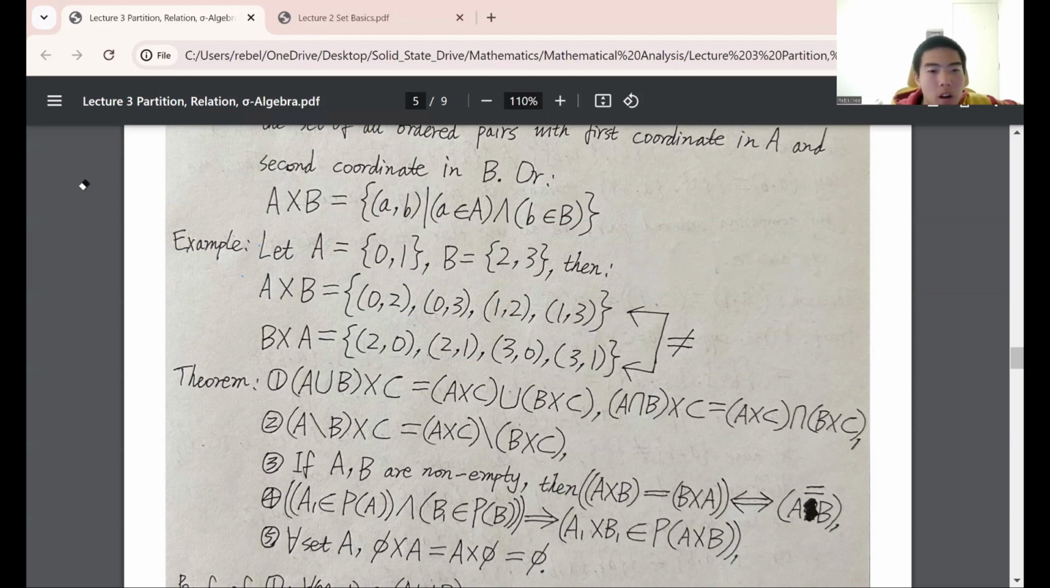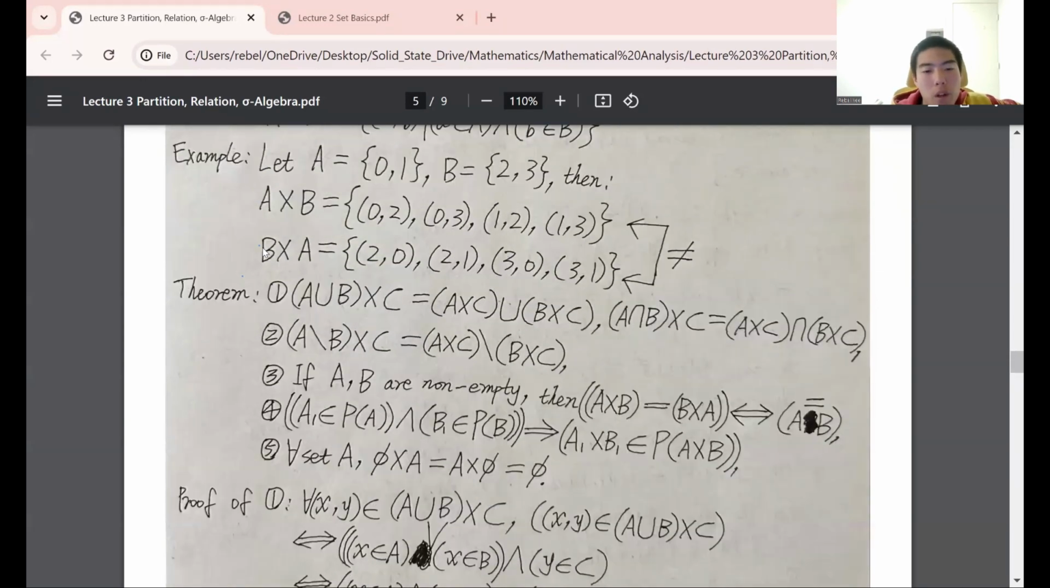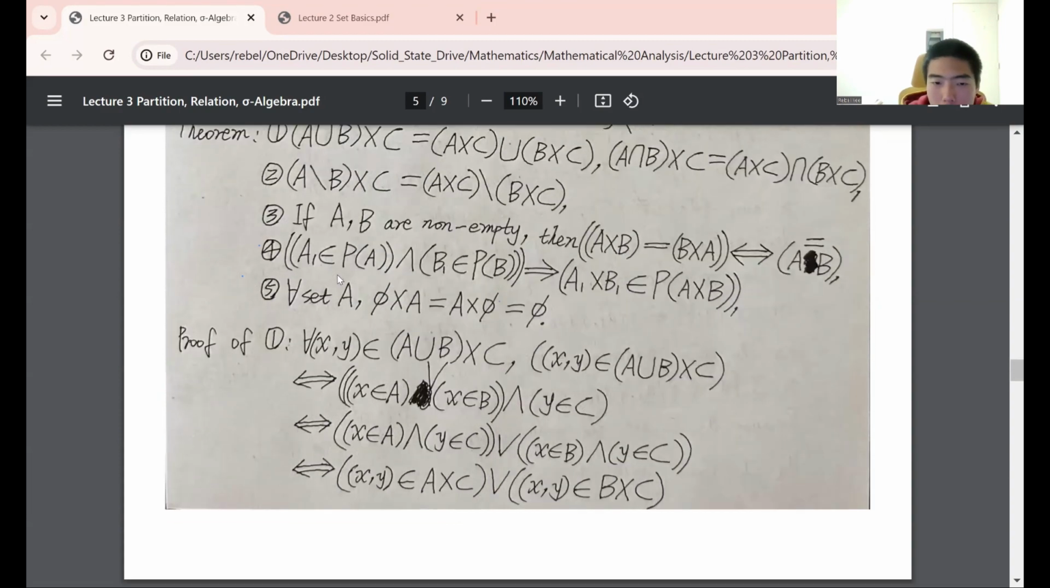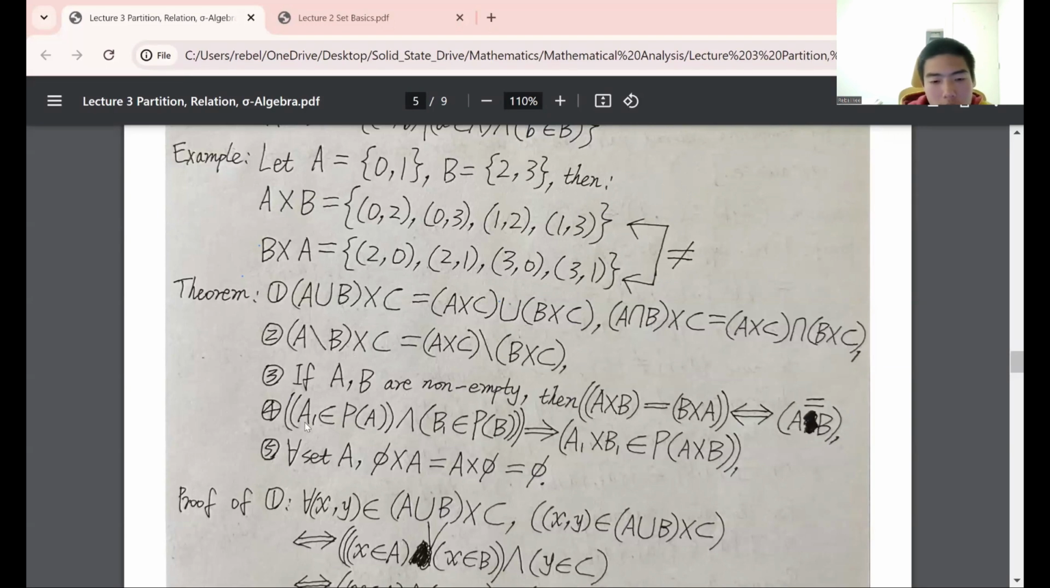There are also some theorems regarding the Cartesian product. Personally, I would say they're not important, but you'd better know them. There are 5 properties here. The last one, I would say, is the least useful, and maybe the most useful one is the fourth one. So I will first talk about 1 and 2.